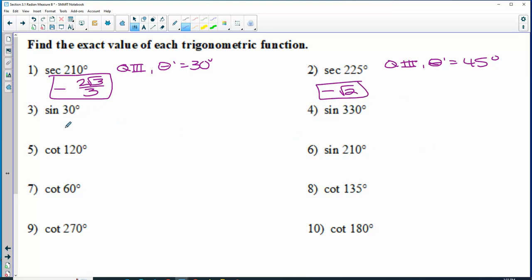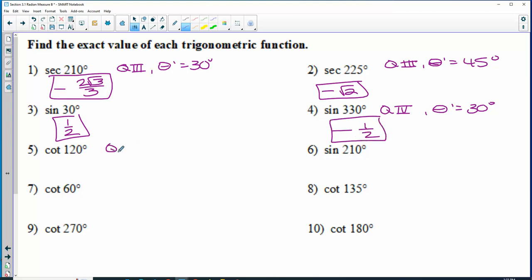Sine of 30, that's just in quadrant 1, so it's positive. So sine of 30 degrees is 1/2. Okay, 330, that would be quadrant 4. Reference angle is quadrant 4. Cosine is positive, so sine would be negative. The sine of 30, 1/2.